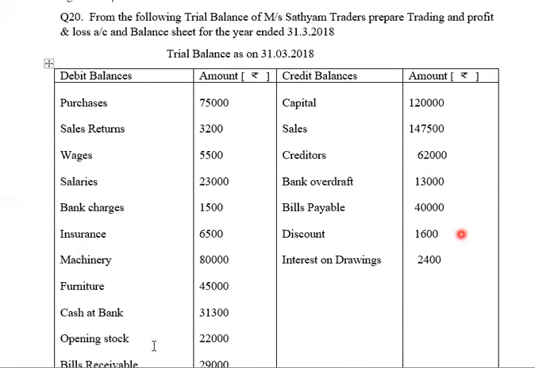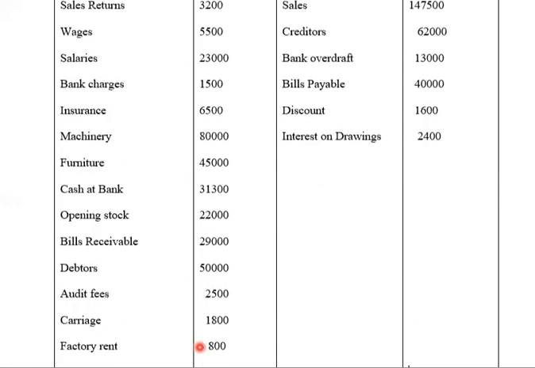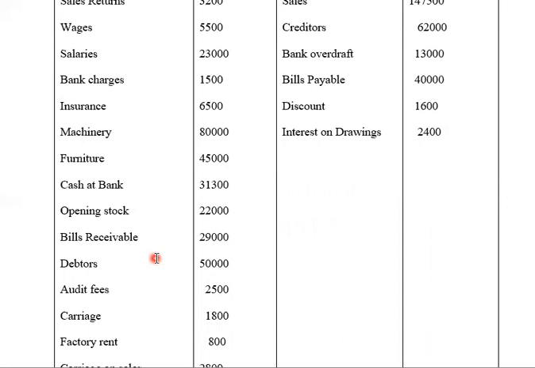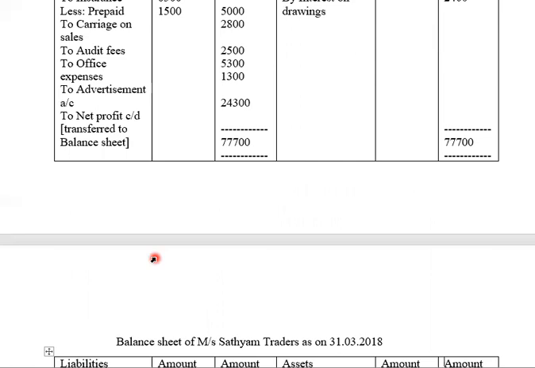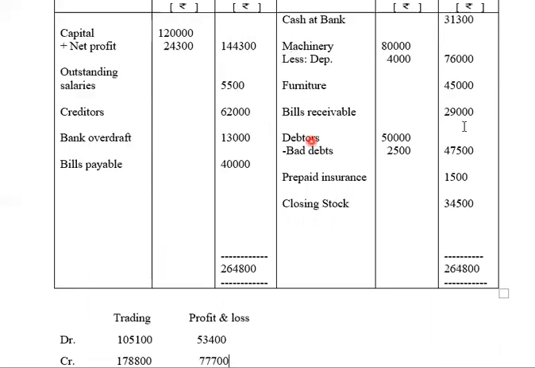Then after cash at bank we have opening stock. This we have completed first on the debit side of trading account, followed by bills receivable. Here bills receivable का मतलब क्या, अपने को बिल्स के पैसे आना है. It is an asset. It will be shown on the asset side of the balance sheet as bills receivable 29,000.